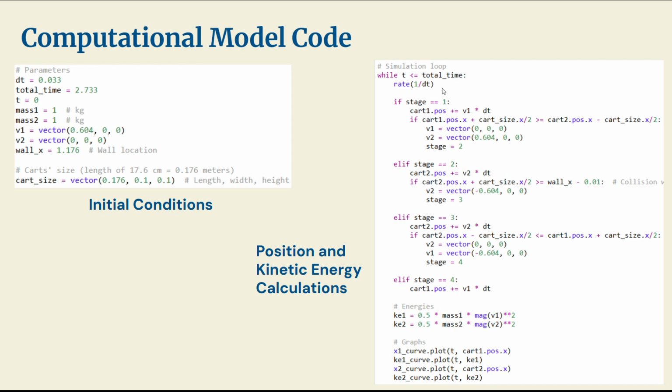And I used this loop to update the position of the cards as they move to the right, and then once the second card hits the wall, it moves back to the left. I calculate the kinetic energy for each card here.